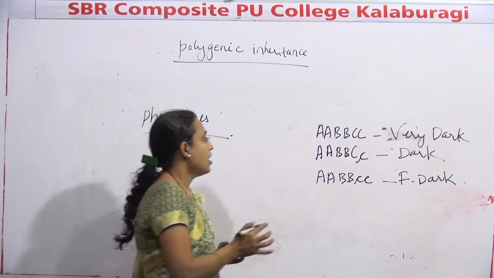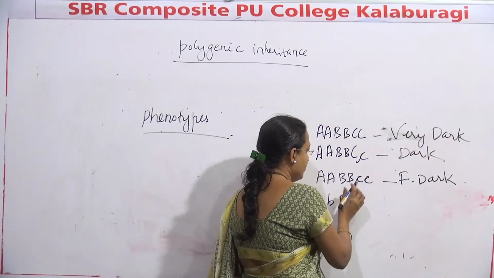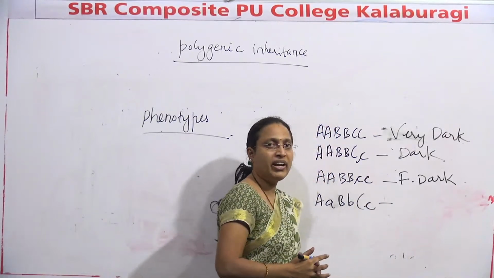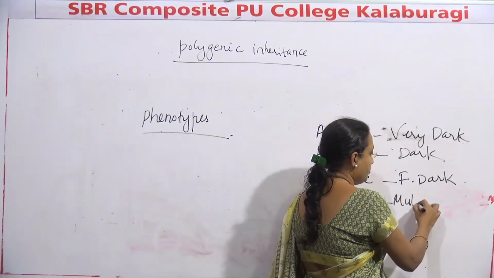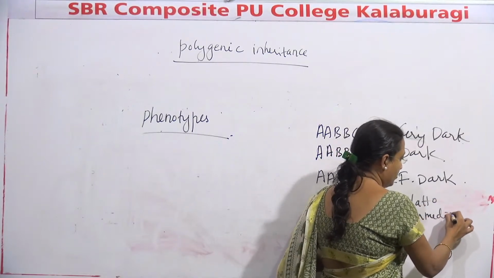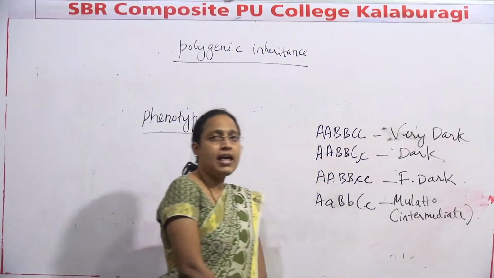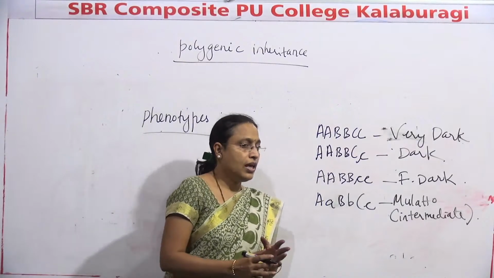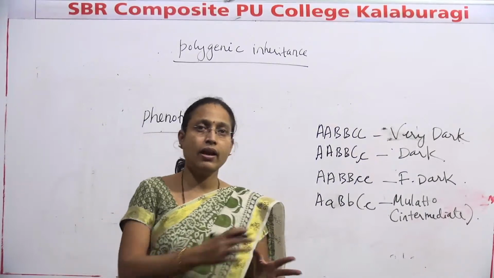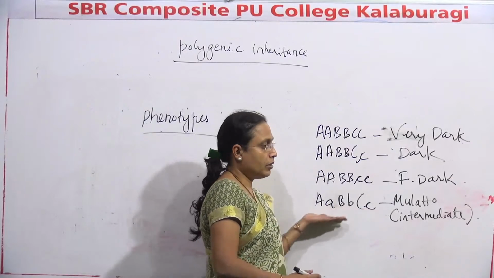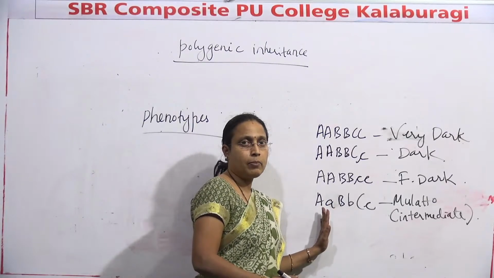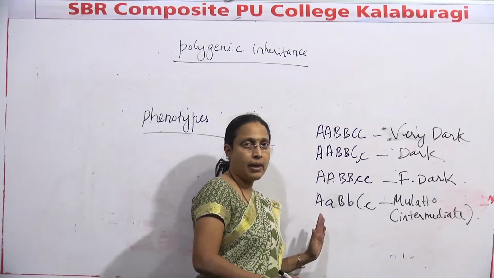Fairly dark. If three alleles are recessive, this is an intermediate phenotype, also called mulatto. Mulattoes may have some features of white and some features of negroes, but they do not exactly resemble either's physical features. So these are intermediate types. In the mulattoes, the number of alleles in recessive state and the number of alleles in dominant state are the same.